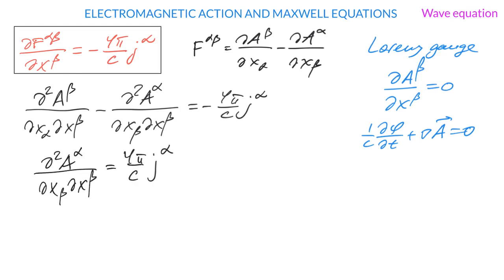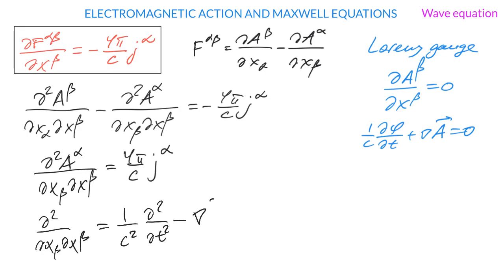So this operator here that sits on the left is an analog of a Laplacian, but it's four-dimensional. So this operator d²/dx beta dx beta is 1 over c squared d² by dt squared minus the Laplacian. So the left-hand side is the same operator that sits in the wave equation, and the right-hand side gives the sources. So that's the charge and current densities.